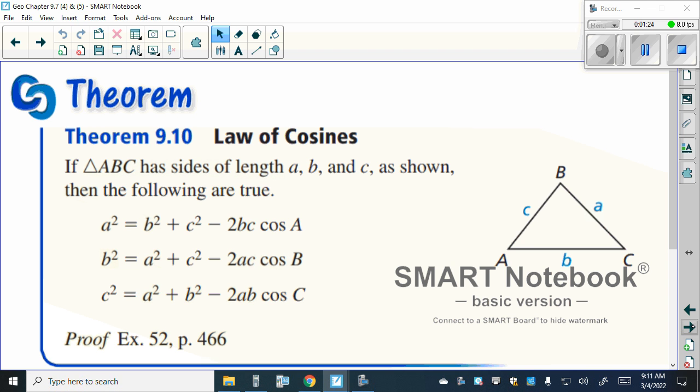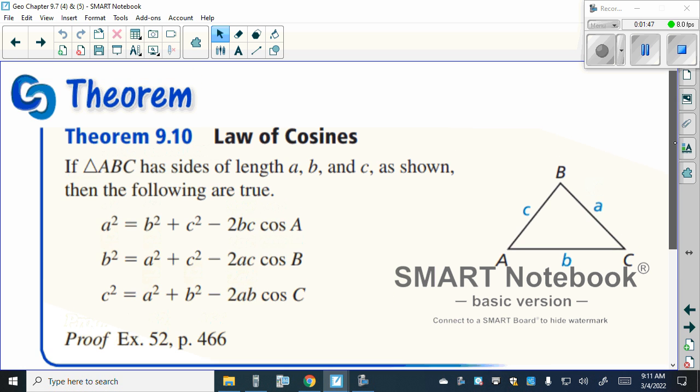Now, the last law that we're looking at is law of cosines. We don't look at law of tangents because realistically, anything that we can do with law of tangents can actually be done with law of cosines. Law of tangents really doesn't add a whole lot to it, and it also employs a lot of systems of equations, which make it a little more complicated.